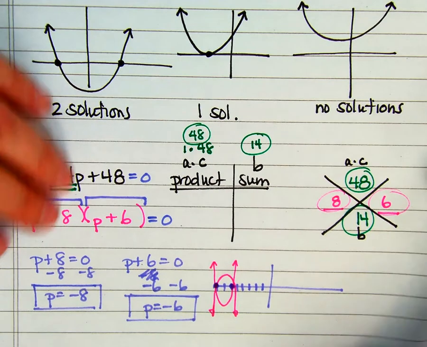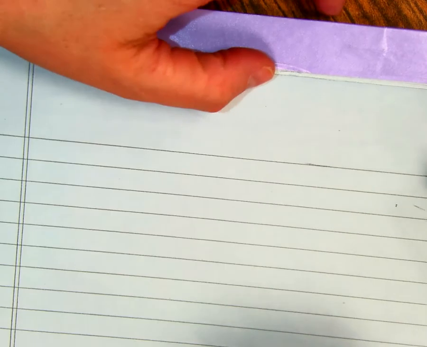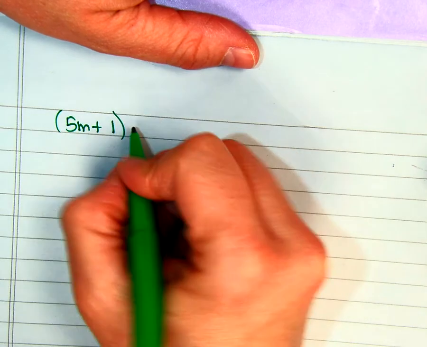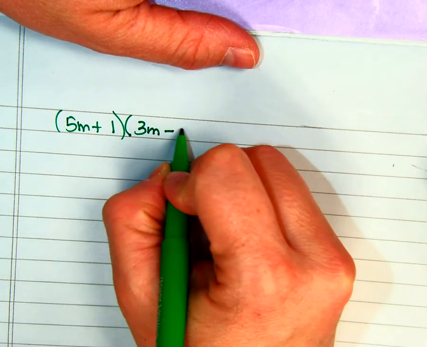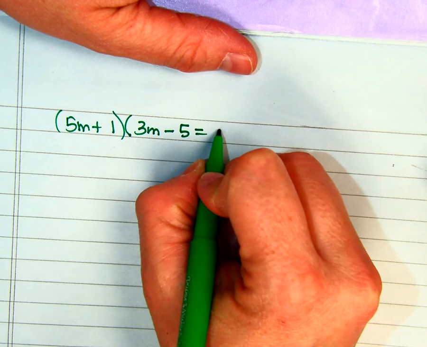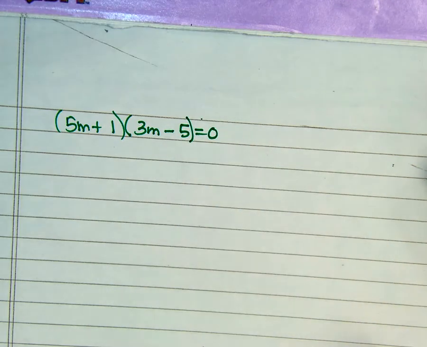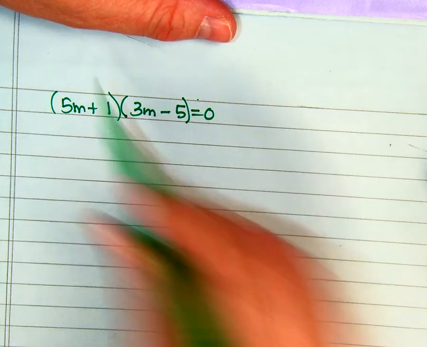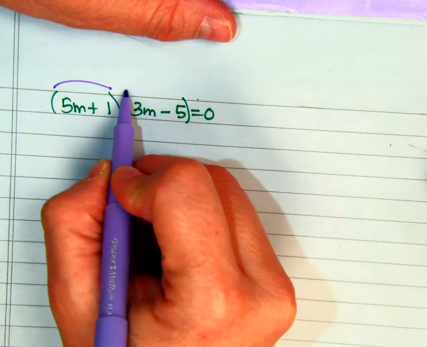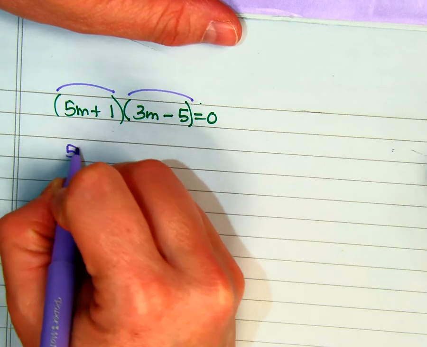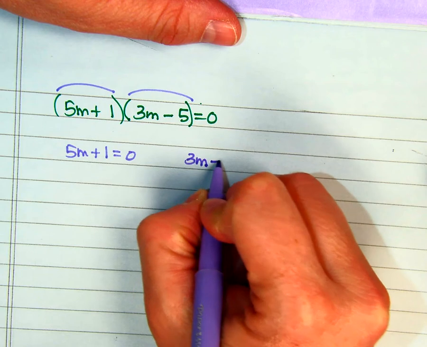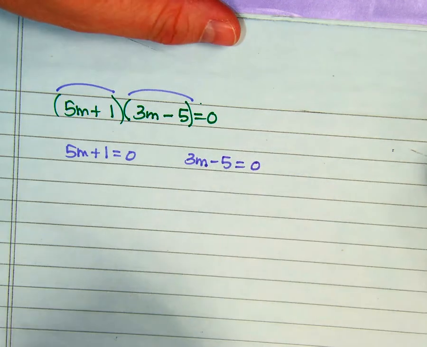Okay, let's do another one of those. Actually, I'm going to give you an equation that is already factored. Okay, so this is what you want. This is already factored, so we are at the step where we are going to set each factor equal to 0. So 5m plus 1 should equal 0, and I need 3m minus 5 to equal 0.